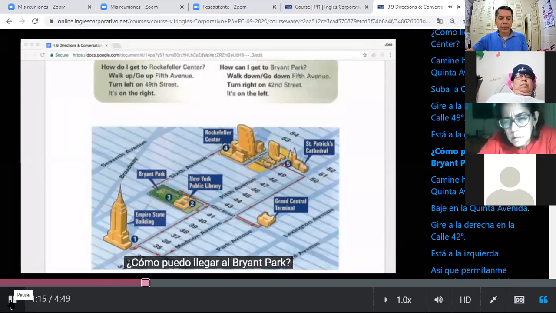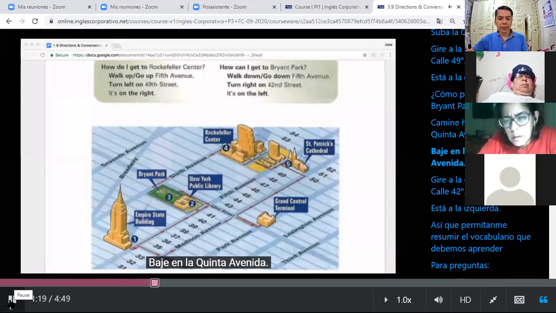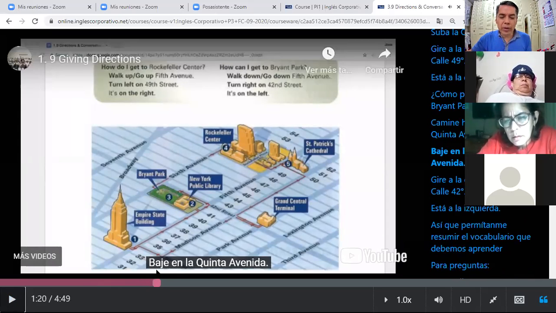How can I get to Bryant Park? Walk down Fifth Avenue. Go down Fifth Avenue. Wait a minute, we're going to practice the locations. Look, Empire State Building, right? Bryant Park, New York Public Library, La Biblioteca Pública de Nueva York, right? Rockefeller Center, Centro Rockefeller, right? St. Patrick's Cathedral, La Catedral de San Patricio, right? And Grand Central Terminal, La Terminal.